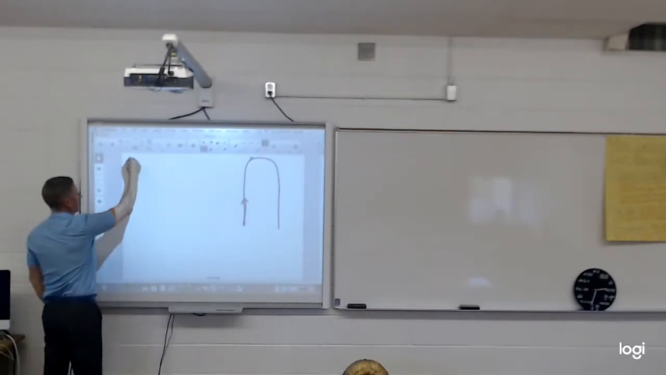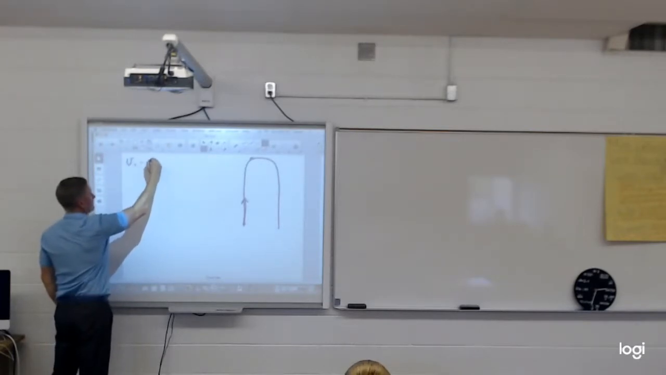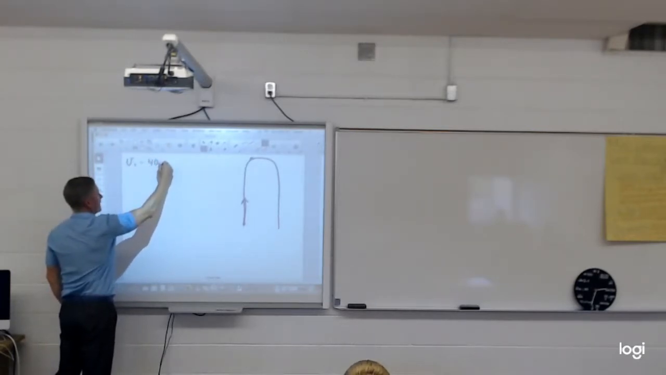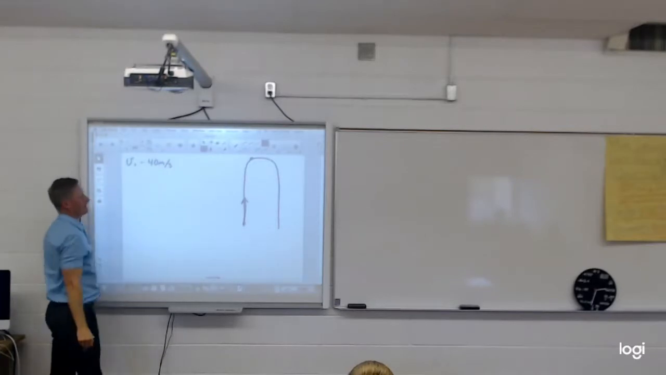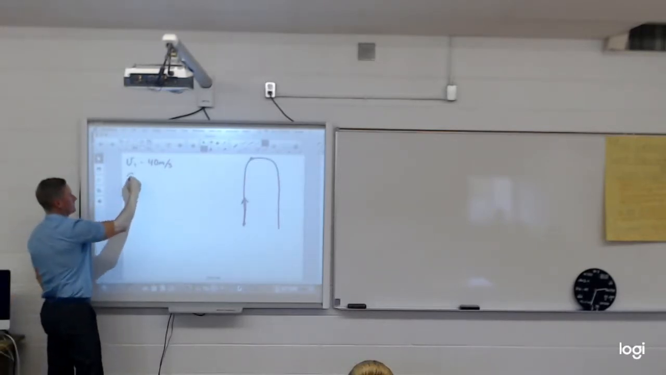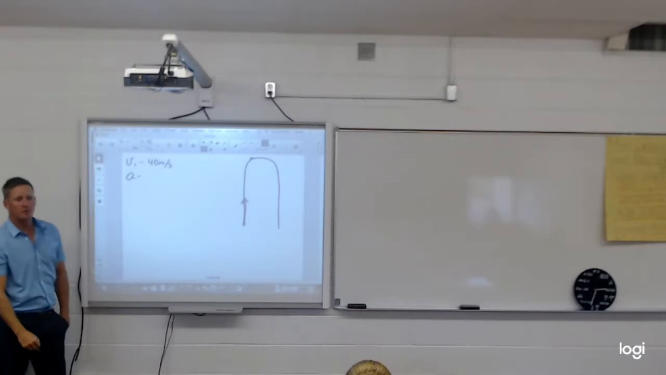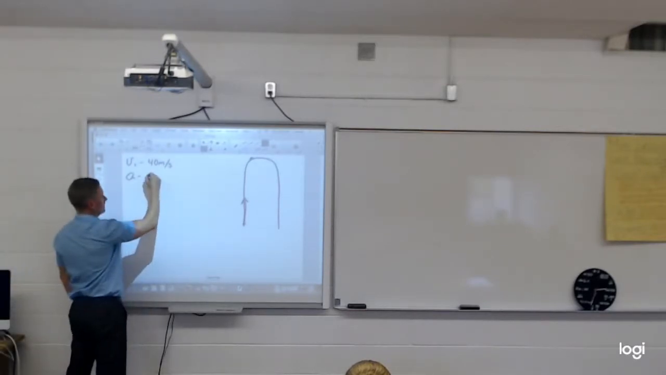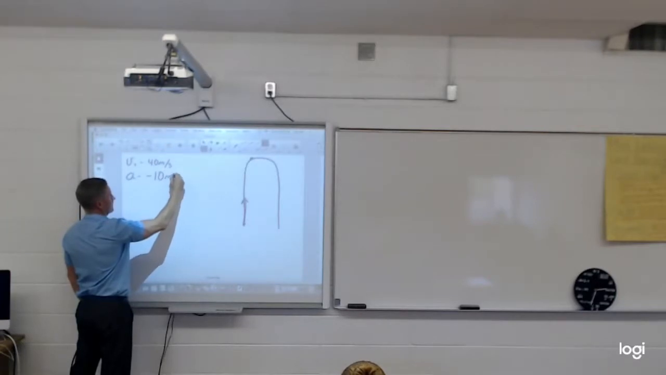So the first thing I'm going to write down is my V1, 40 meters per second. All right? What affects that arrow when it's going up? Gravity. And what did we say gravity is? 10 meters per second squared. Yeah.